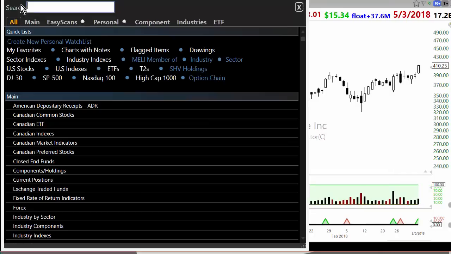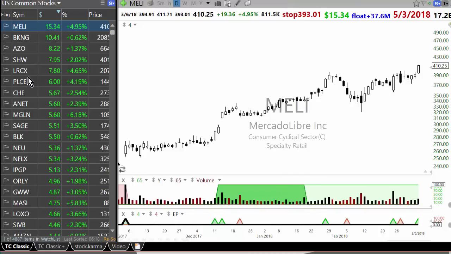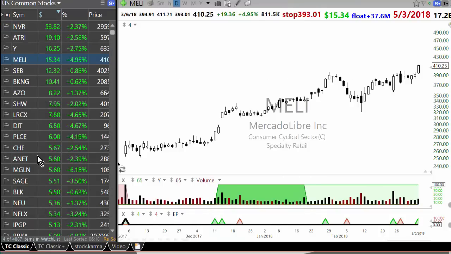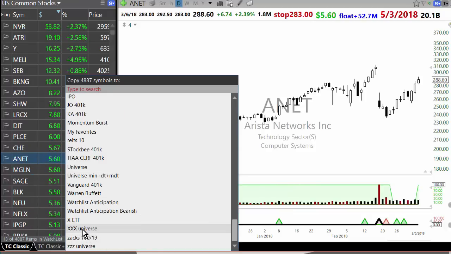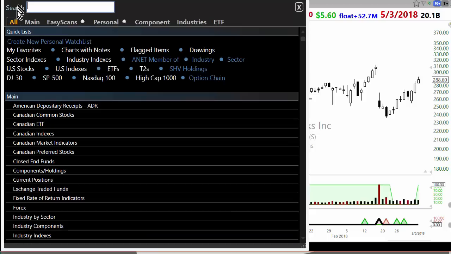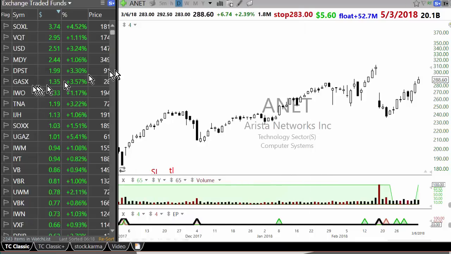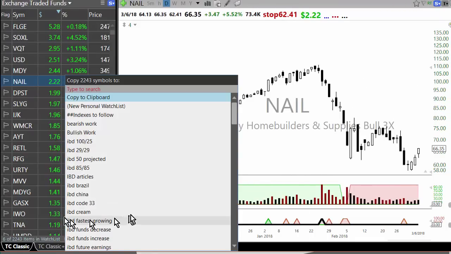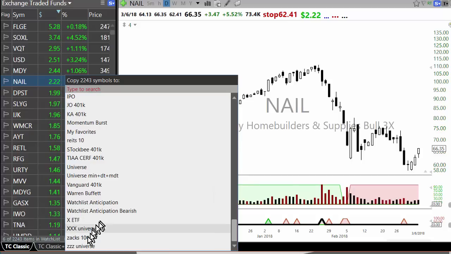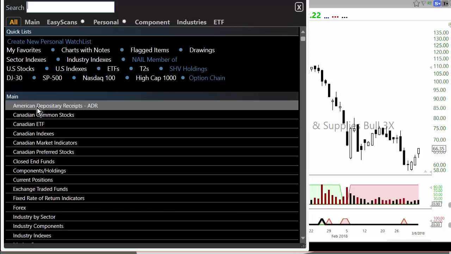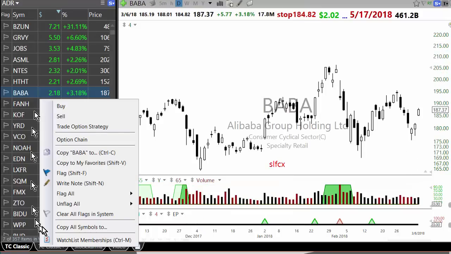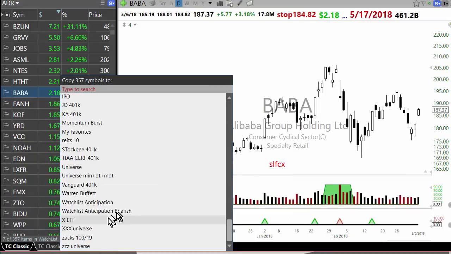There's nothing in it. So in this particular watch list, what you're going to do is look at US stocks. There are 4,887 stocks, so you copy all 4,887 stocks to this Universe watch list. Okay. And then you take all the ETFs and copy them to the Universe watch list.